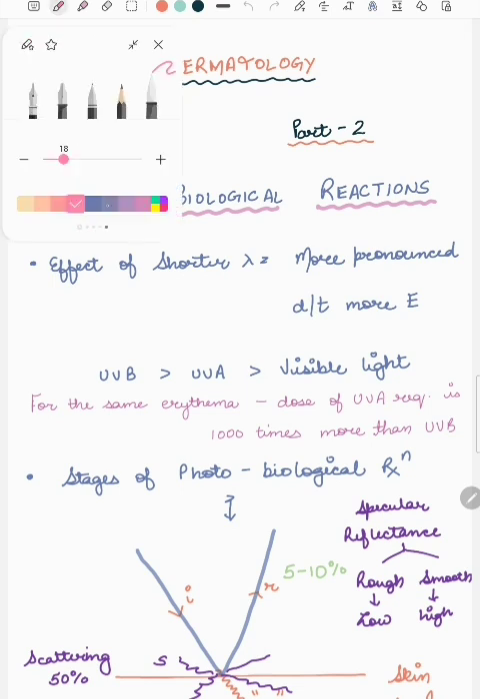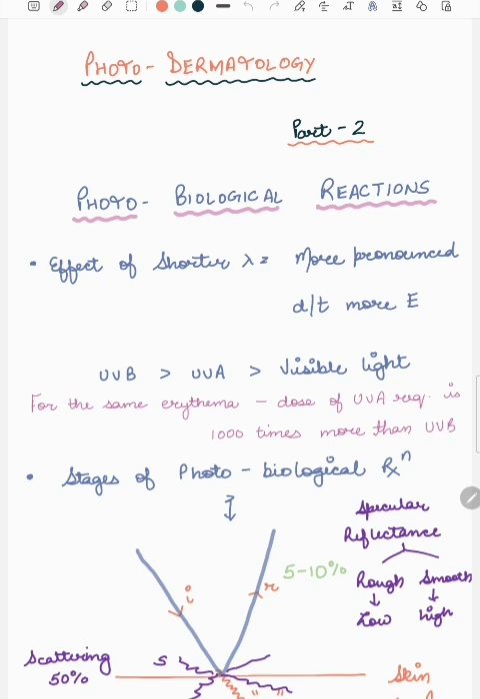So let us start with photobiological reactions. What is photobiology? Photobiology is how the sun affects living beings, all the living beings on the planet. But obviously we are not concerned about all living beings, because most of them have fur or body hair to protect themselves from the harmful sun rays. However, due to evolution, humans have lost their body hair, so we need to study photobiological reactions.